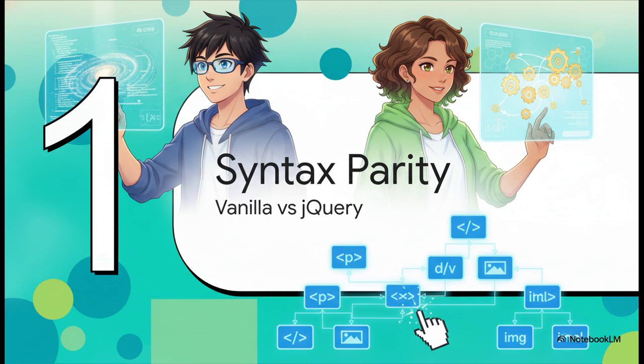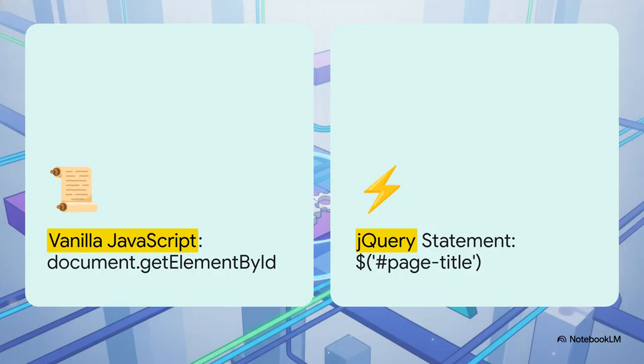Let's start with something super familiar, how we actually grab elements on a web page. Look at these two approaches. On one side, we've got standard vanilla JavaScript using document.getElementById. And on the other, the exact same action, but in jQuery. You can immediately see the crazy verbosity of vanilla JavaScript next to that incredibly streamlined, compact jQuery statement. I mean, they achieve the exact same goal, but you really have to ask, what makes that shorthand possible?